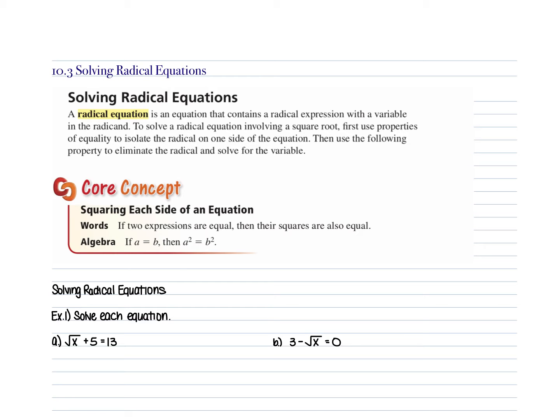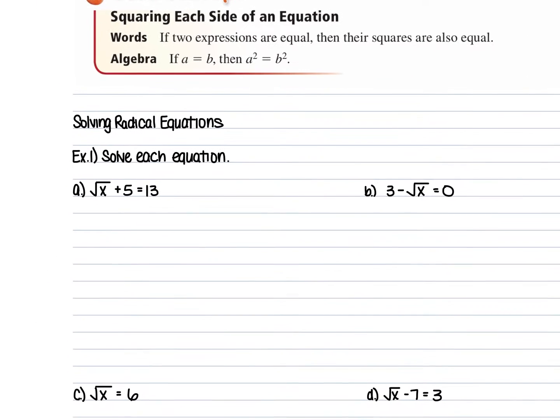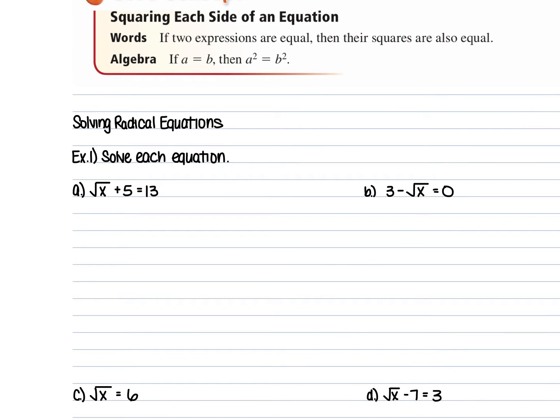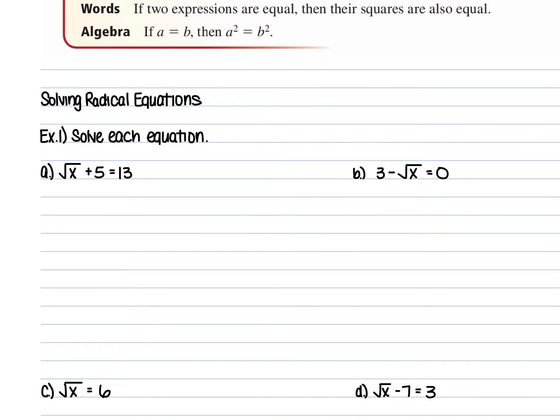For example, 1a, we are given the square root of x plus 5 is equal to 13. For this one, we want to isolate the radical first. So we're going to move the 5 over by subtracting it from each side. This leaves us with the square root of x is equal to 8. From here, that square root is an invisible 2 index, so we're going to raise each side to the second power. When we do that, the square root and the power cancel each other out, so we just have x is equal to 8 squared, which is 64.